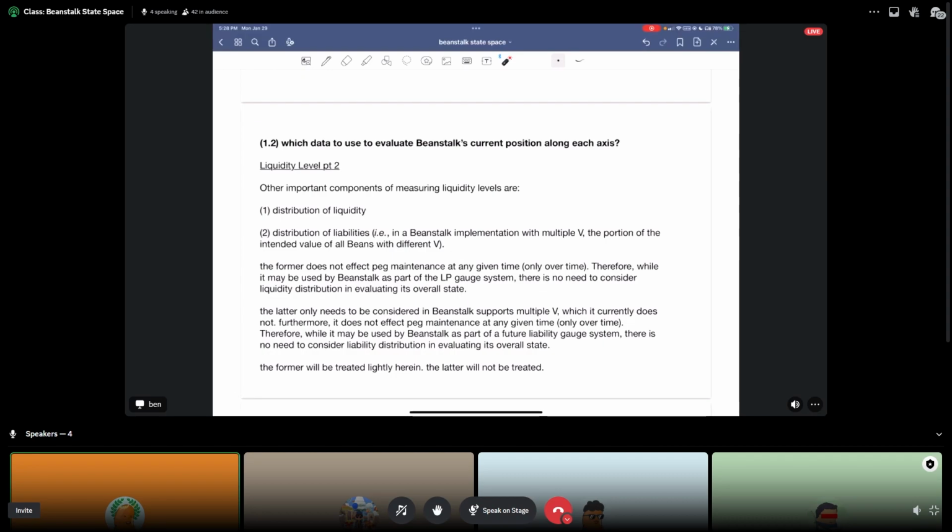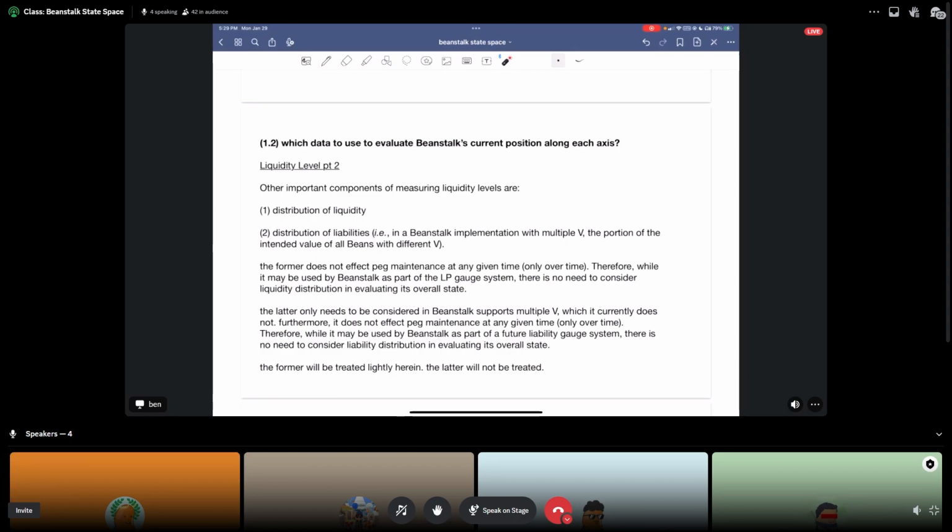Want to just say that other secondary components of liquidity or of peg maintenance are the distribution of liquidity, like we were talking about, and in the future, potentially a distribution of liabilities. So if Beanstalk has multiple assets that it is holding peg to, there could also be a sort of a peg maintenance system with regards to those liabilities, or some sort of optimization around managing liabilities in addition to liquidity, which is already sort of a liability management system, or an asset liability management system.